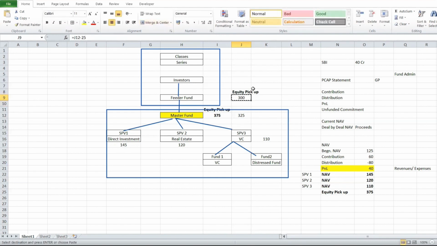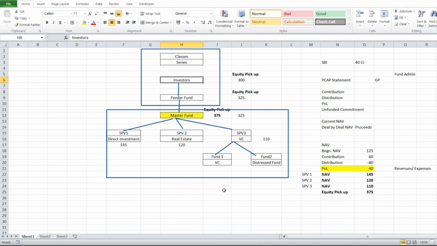Now let's do this. 325. So now at the investor level, I'm giving you the equity pickup of 325 minus 25. So this is the equity pickup for this investor. Now this 300 is going to be divided among the investors. This is what the equity pickup is all about. This is the master feeder structure. This is how the money flows.